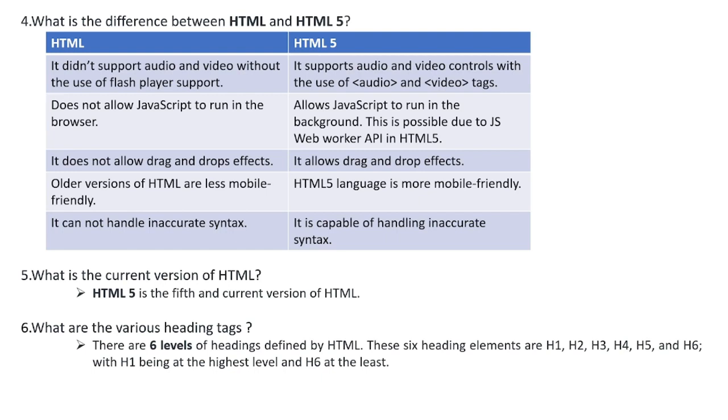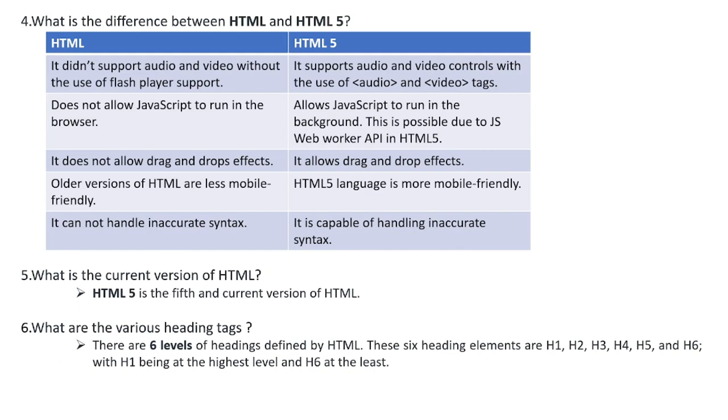Question 4. What is the difference between HTML and HTML5? First point. HTML didn't support audio and video without the use of Flash Player support, whereas HTML5 supports audio and video controls with the use of audio and video tags. Second point. HTML does not allow JavaScript to run in the browser. HTML5 allows JavaScript to run in the background. This is possible due to the Web Worker API in HTML5.